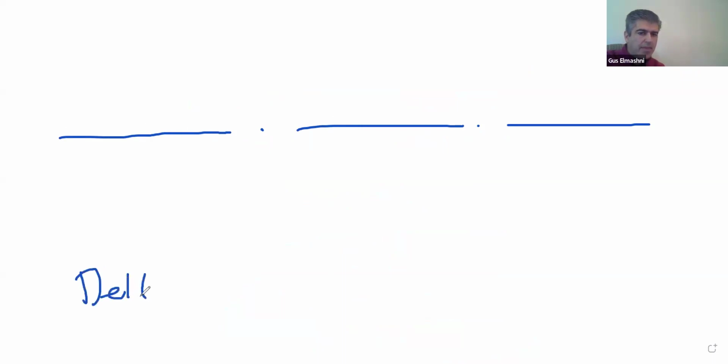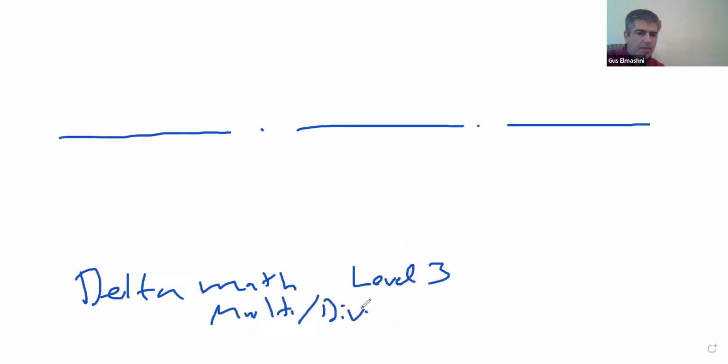So I'm not going to rewrite the whole thing, but I'll start factoring it. Or you could just make up a similar one. No, we should do this one. This is Delta Math level 3, I screenshot it. Multiply, divide. Okay, good.